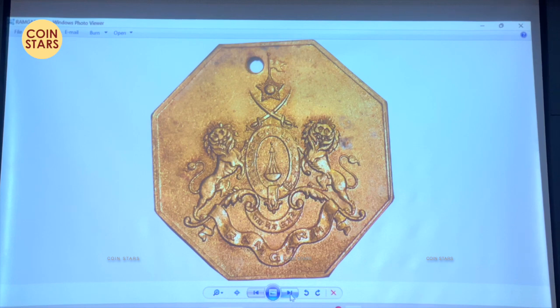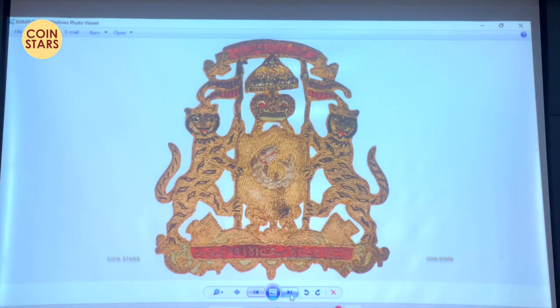Next, this is Rampur in Uttar Pradesh. Again a Nawab. This is all embroidery work with fish and tigers holding the shield, crown and the chhatri.